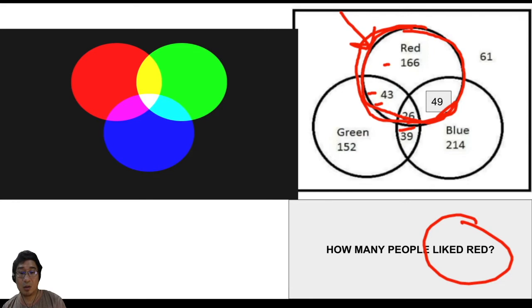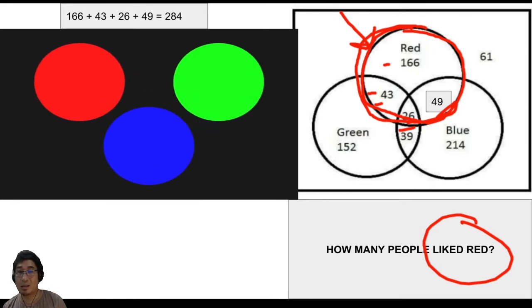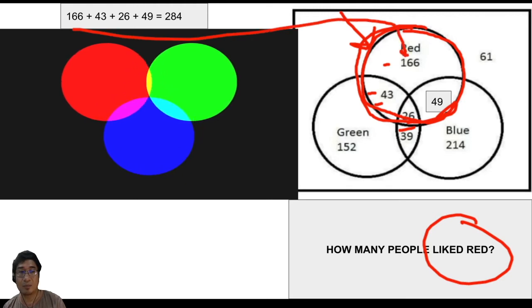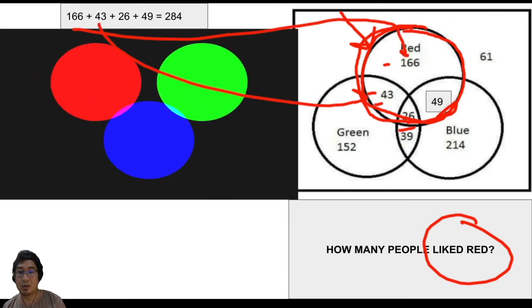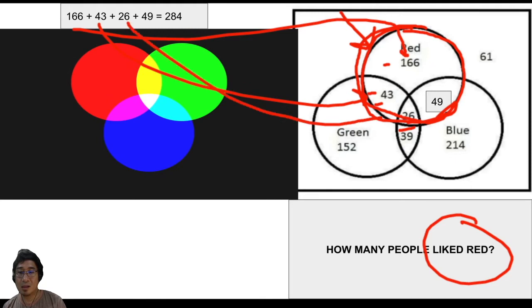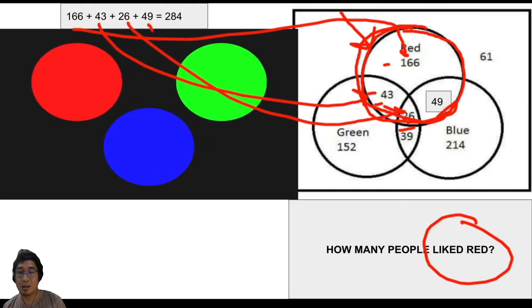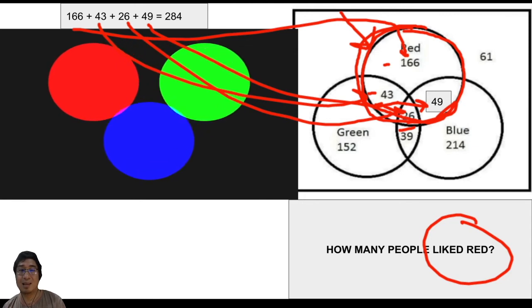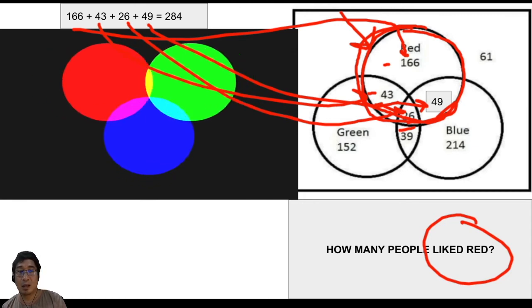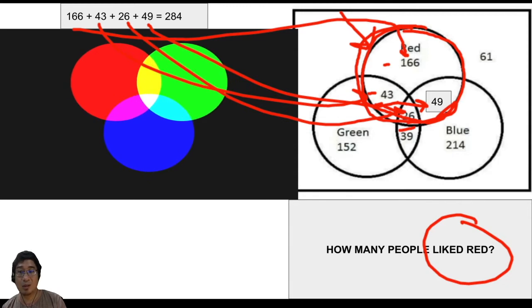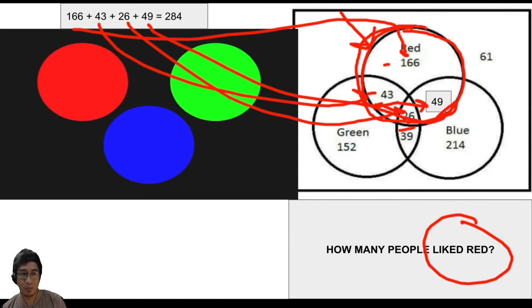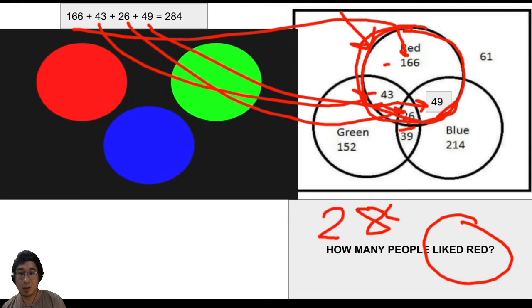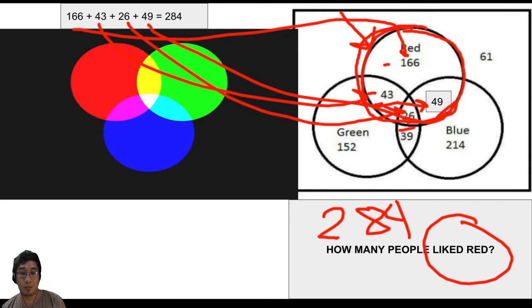So, how do we do this? Gagawin lang natin is 166. Saan nanggaling 166? Nanggaling siya dito. 43 nanggaling siya dito. 26 nandito siya sa intersecting area. And then 49 nandito siya sa intersecting area. So, we have to add lang yung apat na elemento na 166, 43, 26, 49. Ang lalabas is 284. So, ang sagot natin dito is 284. So, next slide tayo.